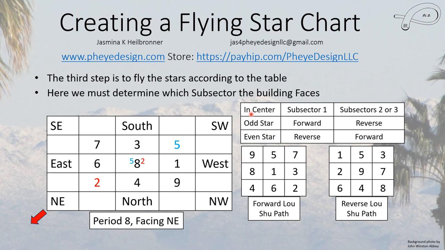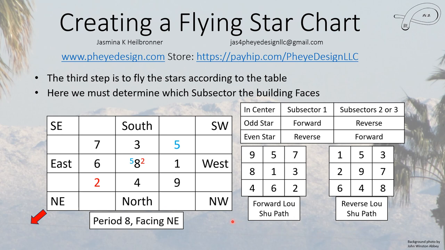If the number is odd and the facing direction is in subsector 1, you fly these two stars, the facing and sitting stars, forward. And if it's subsector 2 or 3, you do it in reverse. If the star is even, which is our case here, it's 8, then if it's in subsector 1, you fly it in the reverse direction. If it's subsector 2 or 3, you fly it in the forward direction. And I've given you the forward and the reverse Loshu path here.